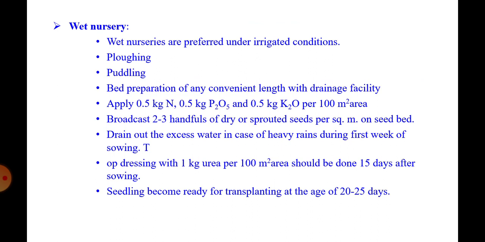For sprouting, healthy seeds should be soaked for 24 hours in clean water. Then the seeds are kept in moistened gunny bags for about 24 to 36 hours. Then the seedbed should be saturated with water up to 5 days. Then gradually increase the level of water up to 5 centimeter. Then drain out excess water in case of heavy rains during the first week of sowing. Top dressing with 1 kg urea per gunta, or per 100 square meter area, should be done 15 days after the sowing. Seedlings become ready for transplanting at the age of 20 to 25 days.